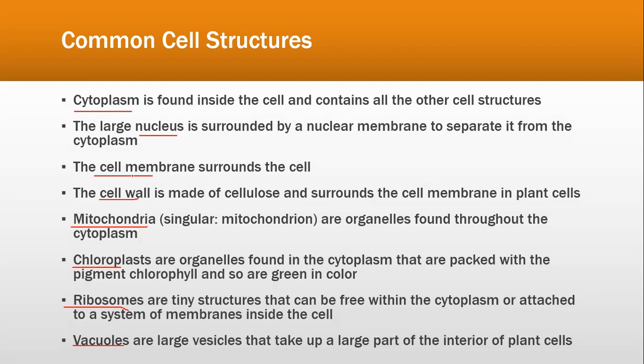So where is cytoplasm? It is found inside the cell and contains all the other cell structures. So basically it is an ocean where all the organelles are floating around. Then we have a large nucleus which is surrounded by a nuclear membrane to separate it from the cytoplasm.